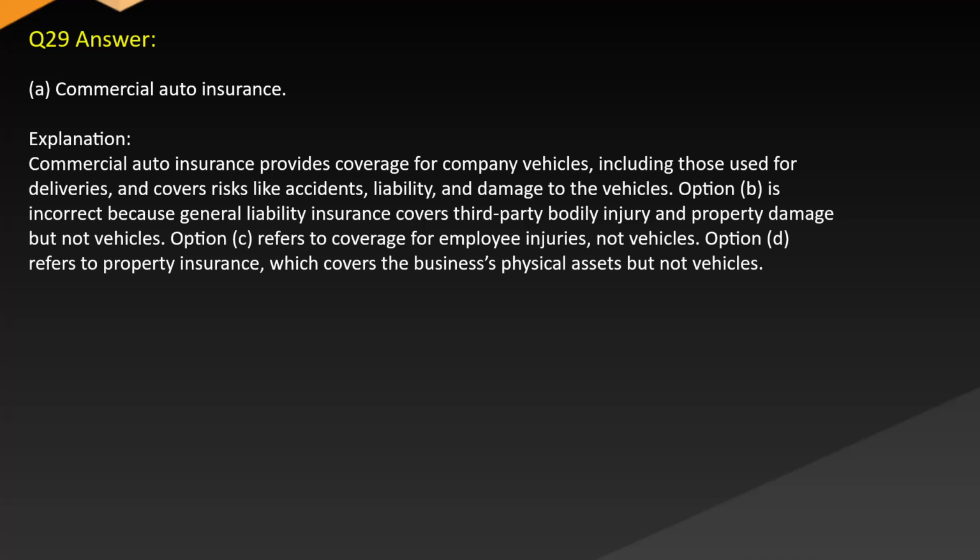Option B is incorrect because general liability insurance covers third-party bodily injury and property damage, but not vehicles. Option C refers to coverage for employee injuries, not vehicles. Option D refers to property insurance, which covers the business's physical assets, but not vehicles.